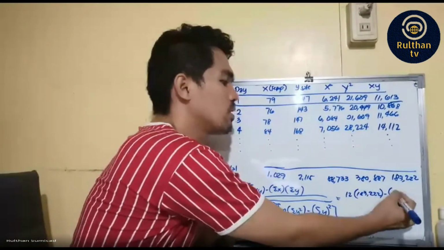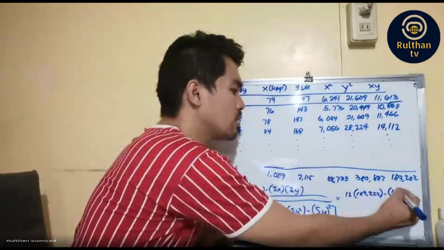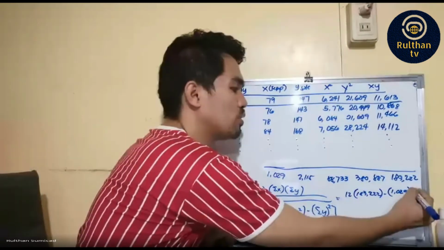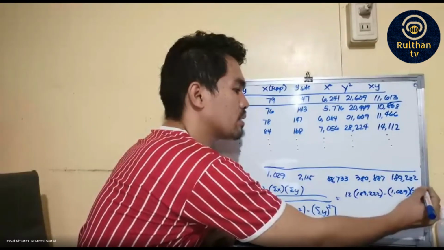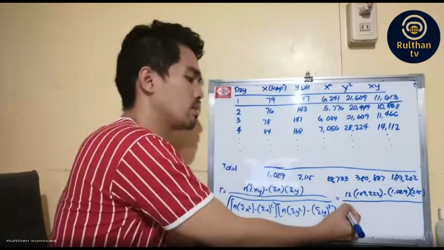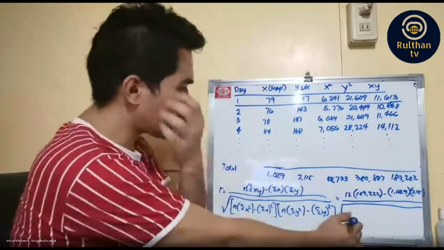Minus the summation of x and the summation of y, we have 1,029 times 2,115 divided by, okay, please forgive me, I think the space is not enough.